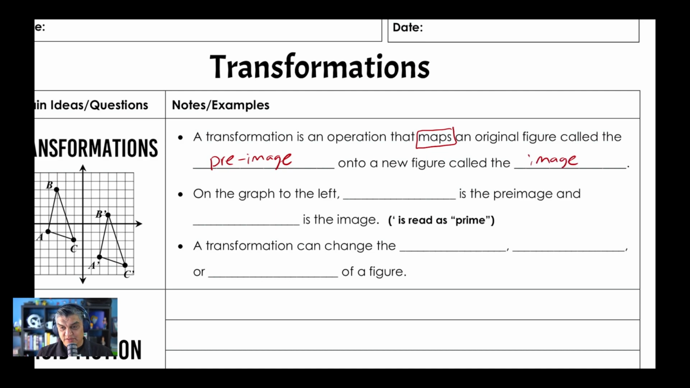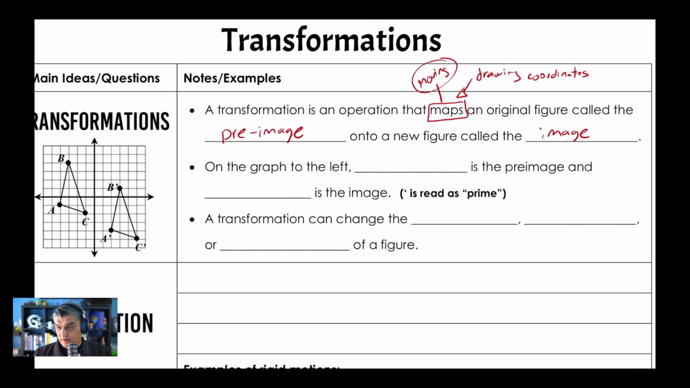So mapping means I'm just drawing coordinates, right? I'm mapping a pre-image into a new figure called the image. I'm just moving, right? Mapping can also be seen as moving a figure. We're just moving a figure by drawing the new coordinates. We have old coordinates and we're drawing new coordinates, so we're moving it. Now, there are 4 ways to move it. But we're going to first talk about one.